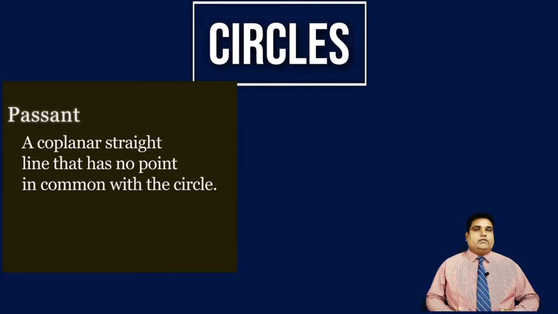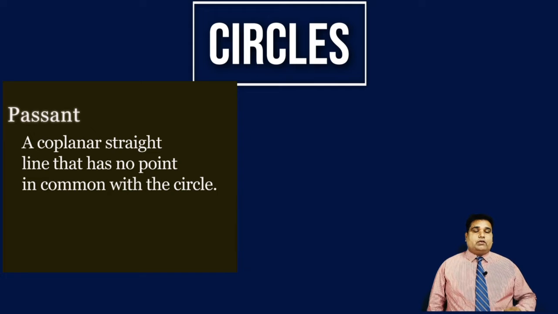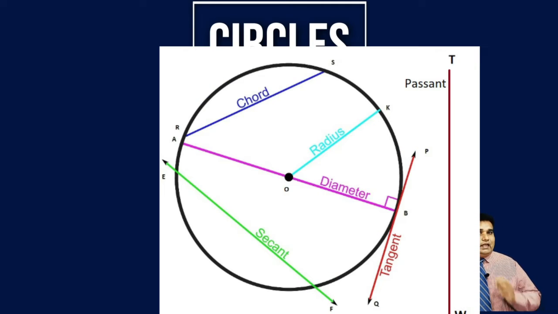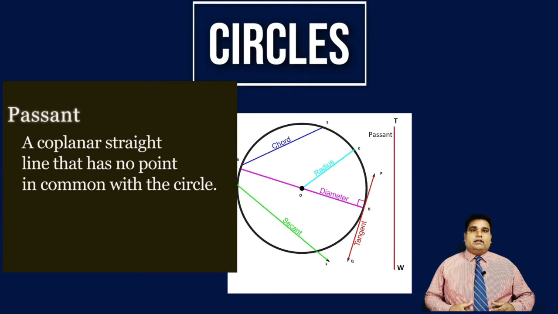So a line which is outside the circle is neither touching the circle nor entering that circle. It is just outside. Any line which is outside the circle is a passant. So here we can see the line TW which does not touch the circle, that line is known as a passant of the circle.